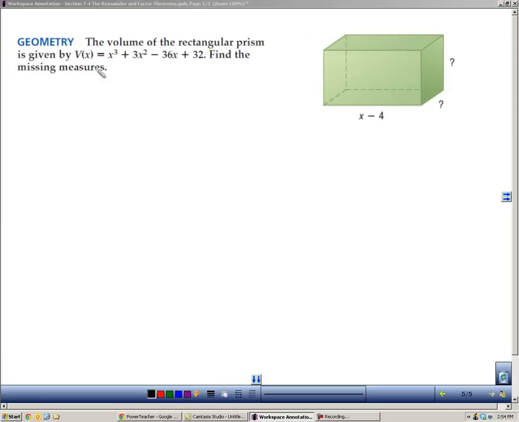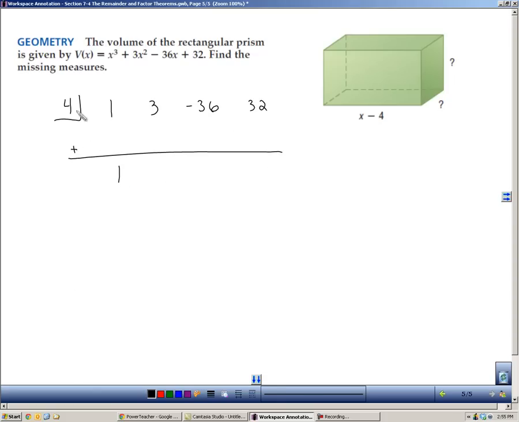In this example, we're given the volume of a rectangular prism, and we want to find all the missing measurements. We do know one of the measurements is a binomial, x minus 4, so that leads to synthetic division for me to help find the other ones. I'm going to take the 4, because remember that's what comes after the minus sign, and I'm going to list the coefficients of my polynomial: 1, 3, negative 36, and 32. And I'm going to see if I get a remainder of 0 or not.